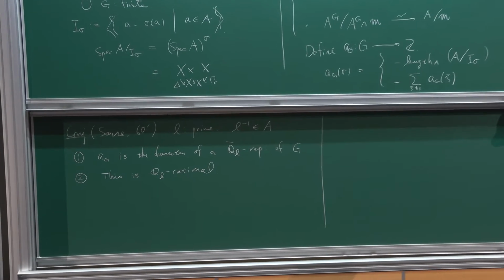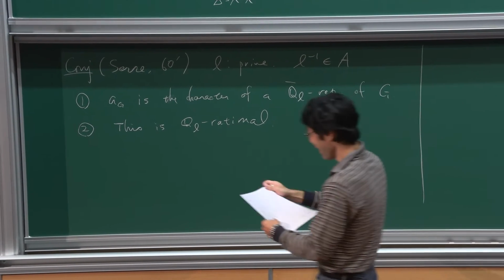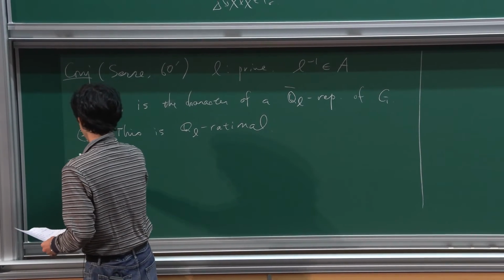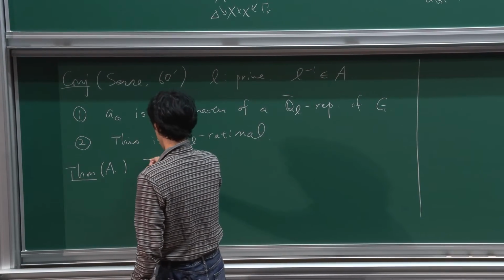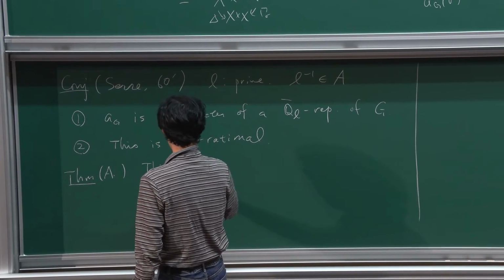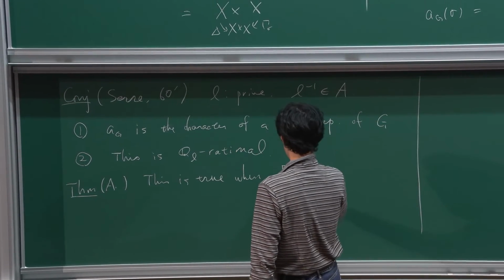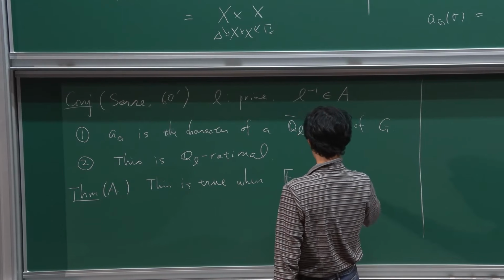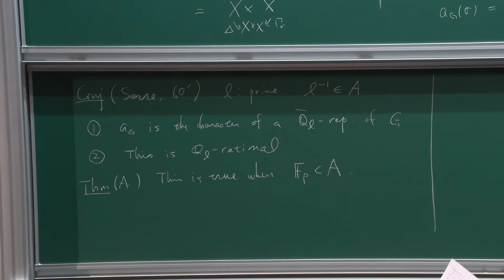This is something you proved in the DVR case, right? Exactly, yeah, that's what I'm going to tell you. Theorem. So my theorem today is that this is true when A is in the equal characteristic situation.